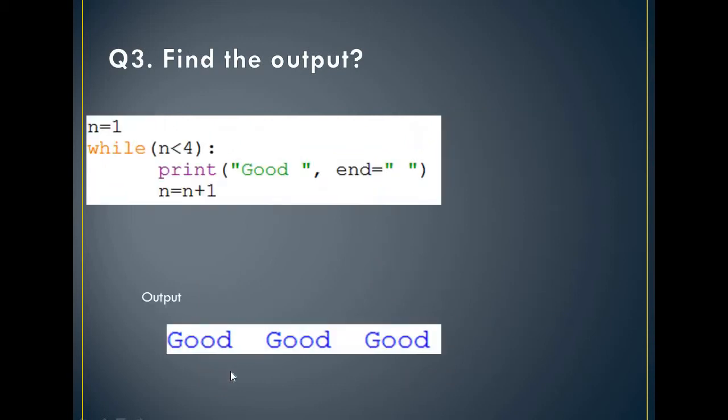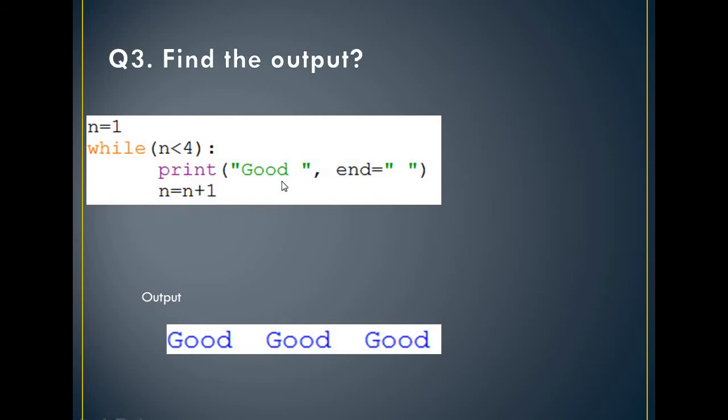Question number 3, find the output. Here a while loop is given. You know while is an entry control loop. That means before entering into the body of the loop, it tests the condition. If the condition is true, then only it executes the body of the loop. Here the initial value is given, n equal to 1. First it checks the value of n: 1 less than 4. So the condition is true.